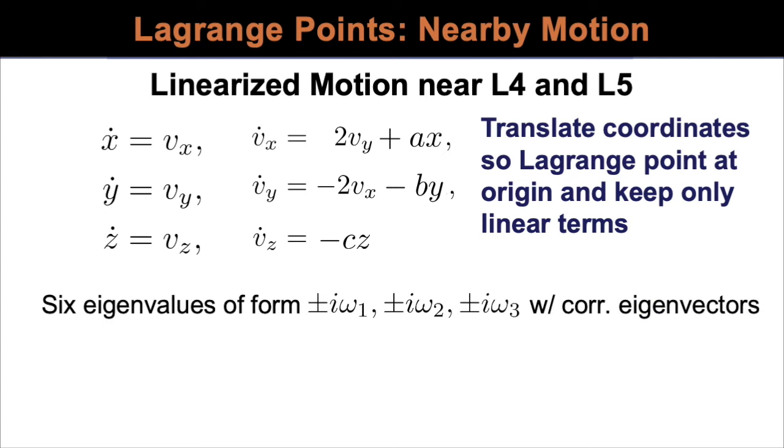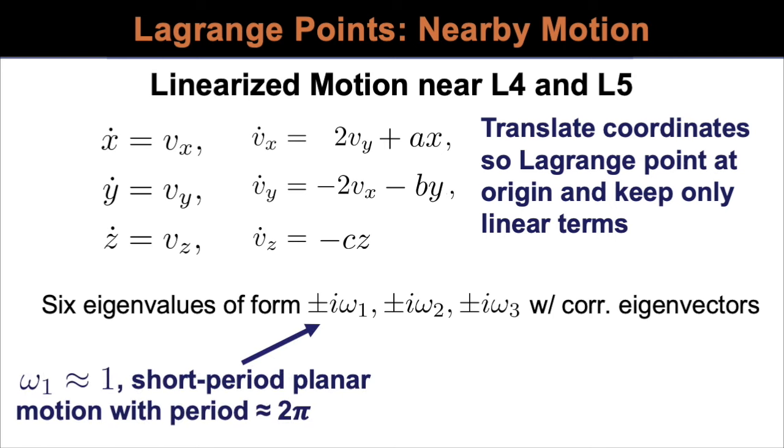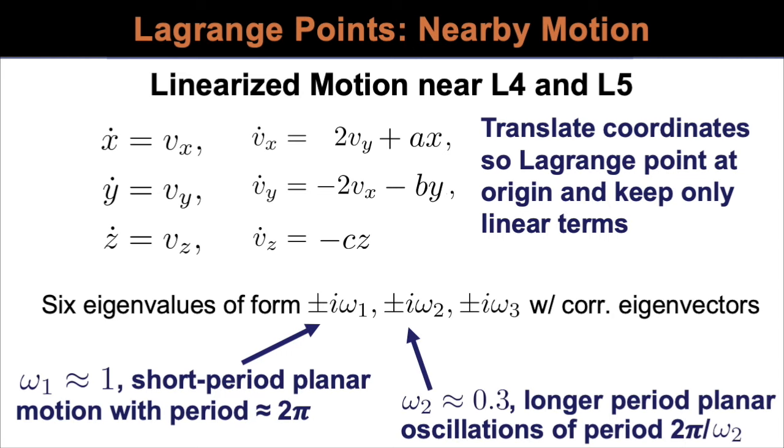And one of those involves looking at the eigenvalues. So the eigenvalues of the dynamics near L4 and L5 all have this form where there's three pairs of imaginary eigenvalues, and they all have an interpretation. So omega 1 is related to a short period planar motion. Omega 2 with a frequency of 0.3 is a longer period planar oscillation. And then we have another pair that corresponds to vertical oscillations.